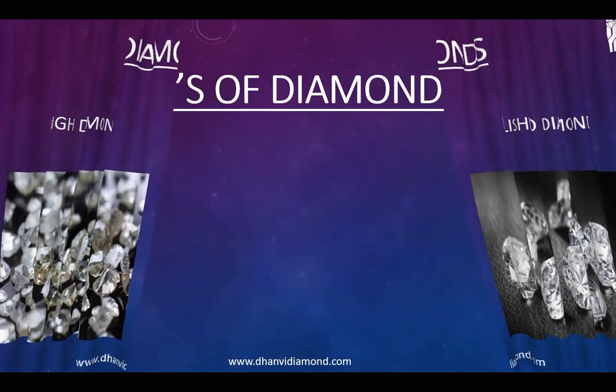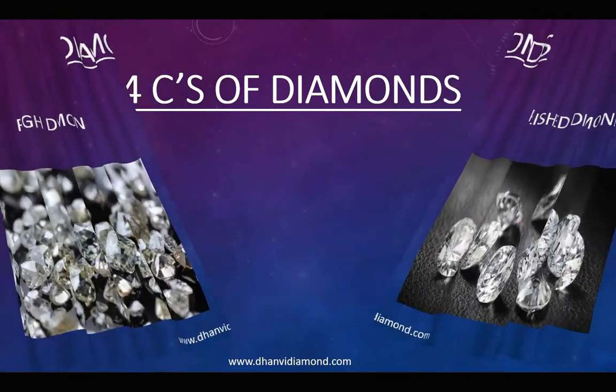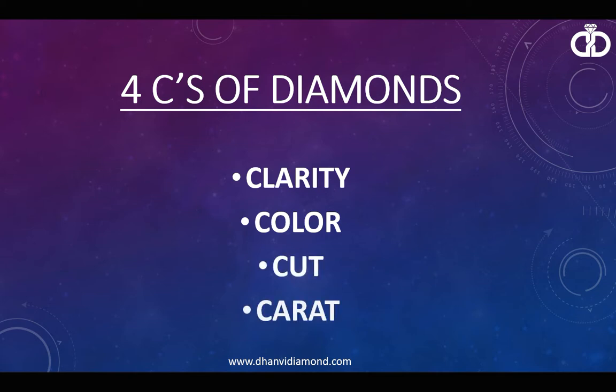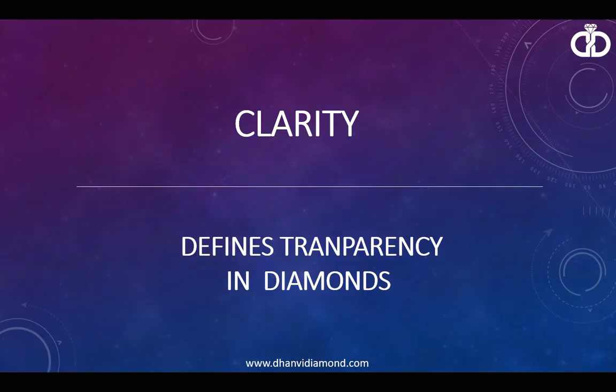Understanding the 4Cs of diamonds: the basic 4Cs are clarity, color, cut, and carat. These 4Cs define not just the diamond's quality, but the pricing is also done on this basis. So we'll understand each of them.